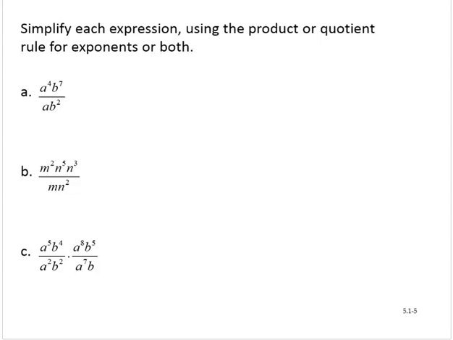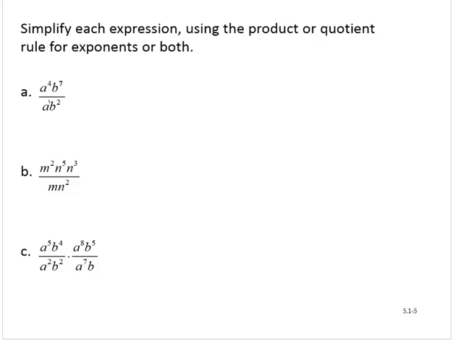Simplify each expression using the product or quotient rule for exponents or both. So in example A, we have a to the fourth b to the seventh divided by a b to the second. Right away, I'm going to think of that a in the denominator as an a to the first power. So here we have this big fraction. It has factors in each.